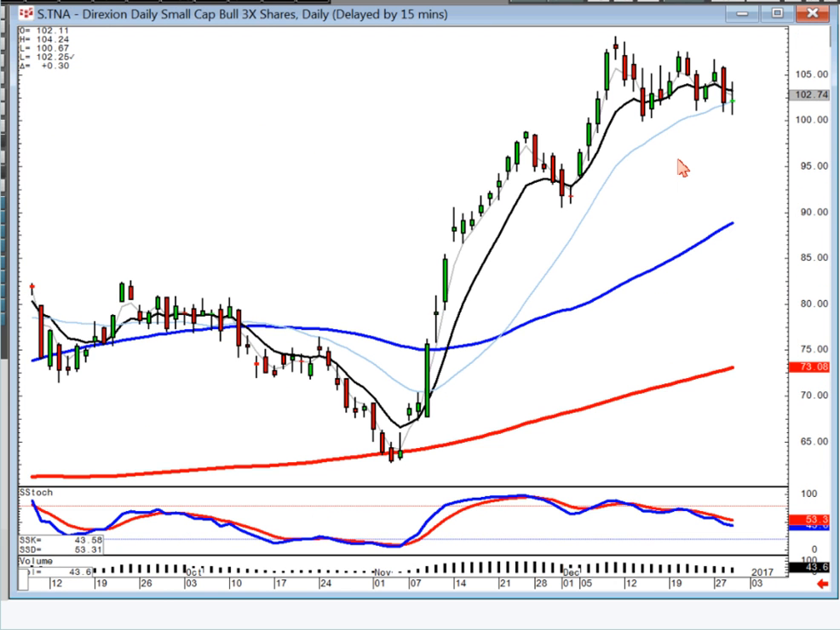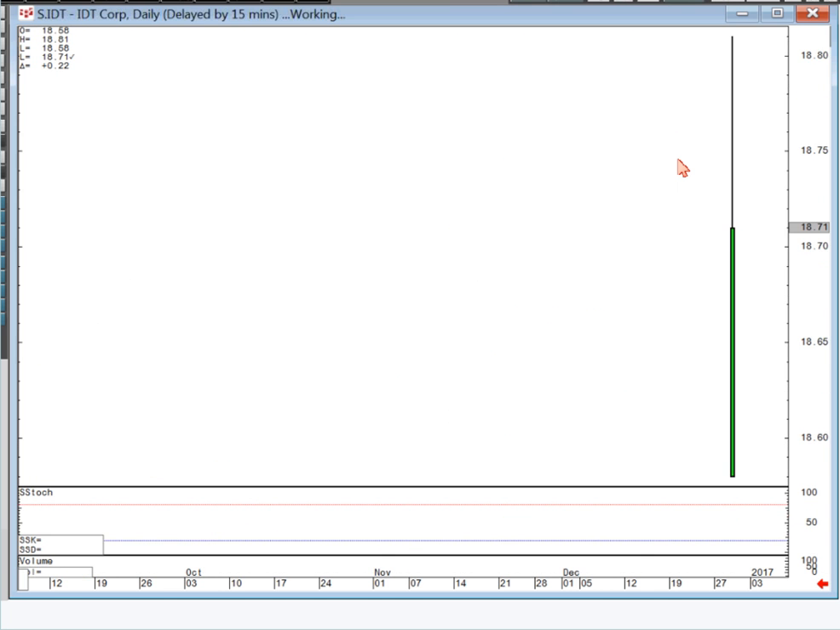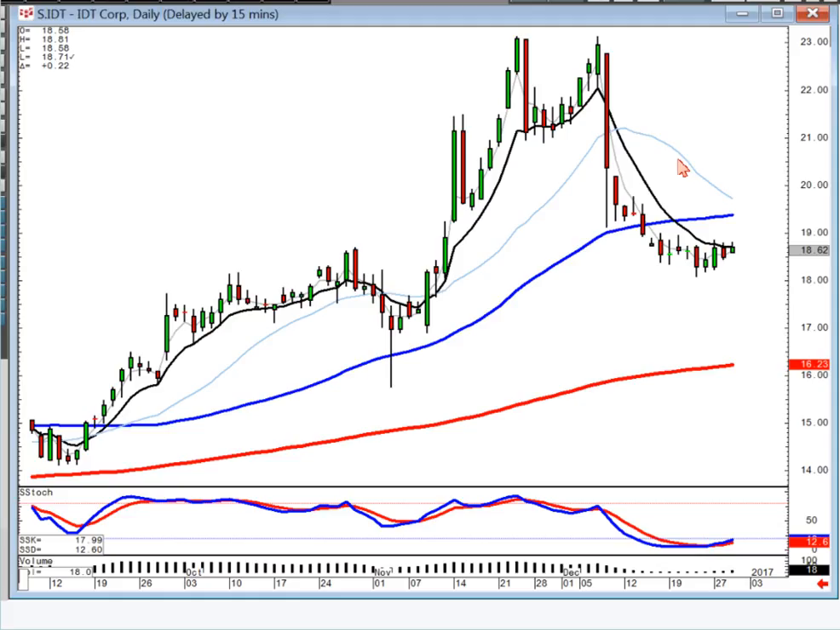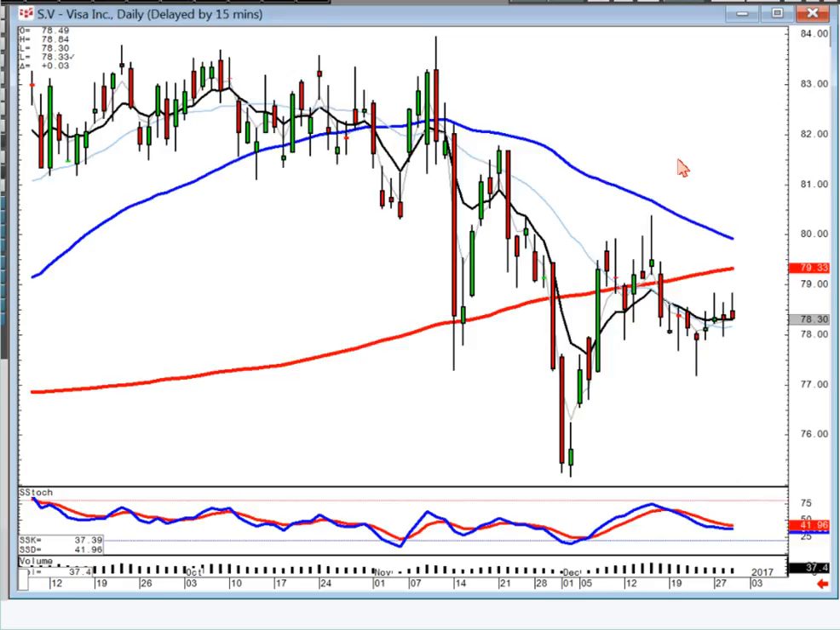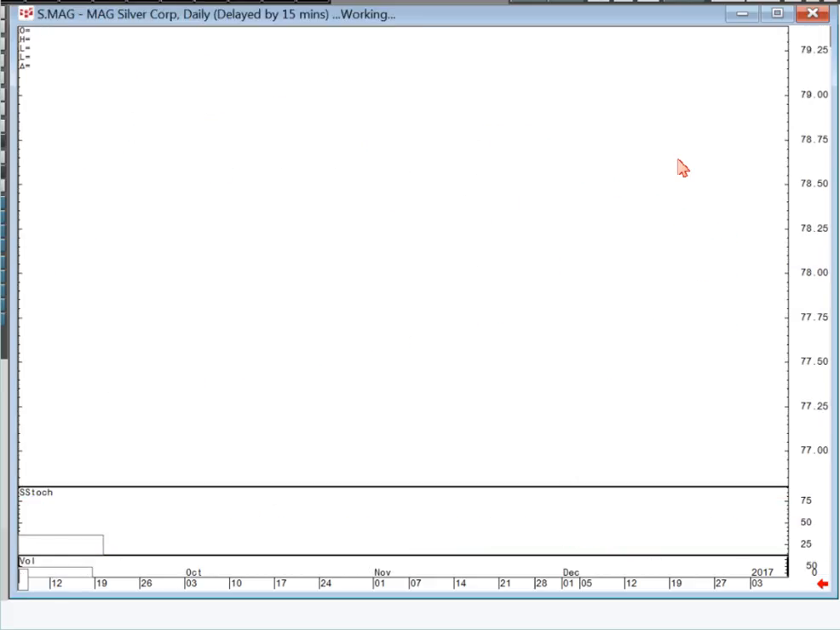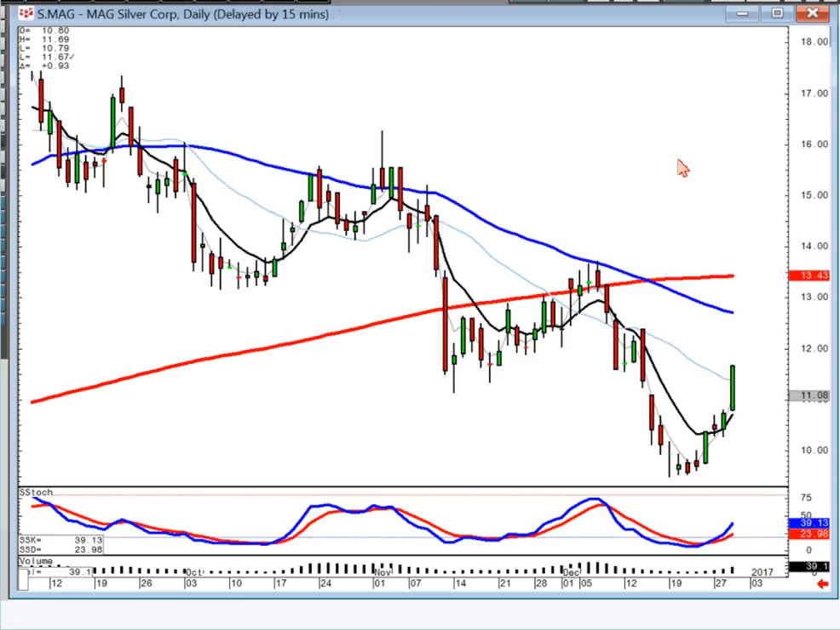TNA, that'd be a toughie. I probably wouldn't be long or short this one. IDT, another one where I'd probably have covered my shorts by now, but I wouldn't be going long. Visa, not a very good trader. I wouldn't be long or short on this one. There's no direction, and when it does move in a direction, there's very little profit potential in either direction.